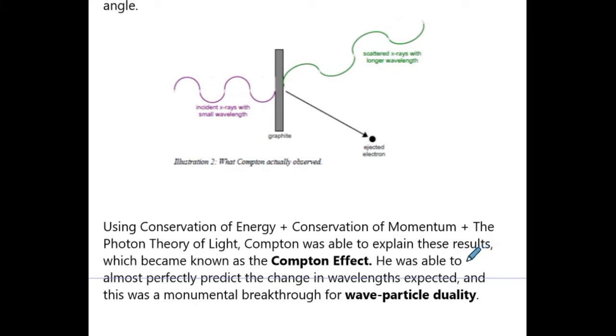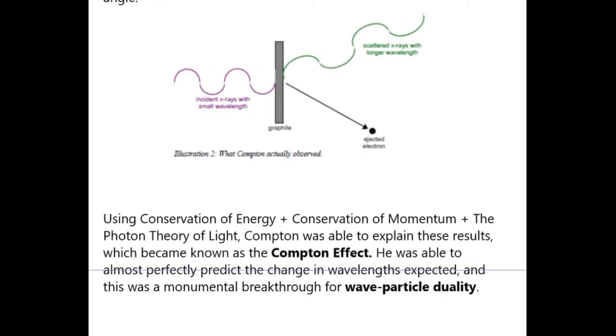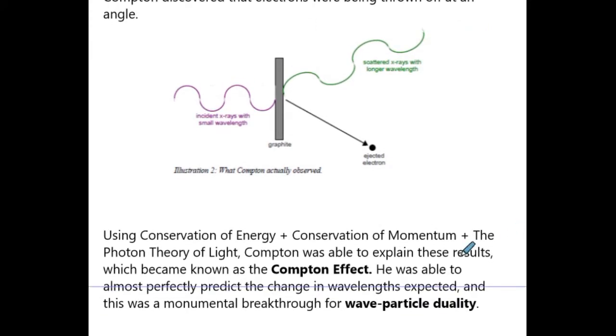But using conservation of energy and conservation of momentum and photon theories of light, Compton was able to eventually explain his results, and as always, it was named after him. It was called the Compton Effect. And he was eventually able to perfectly predict how the wavelengths would change, as well as figure out where these electrons were going to go.